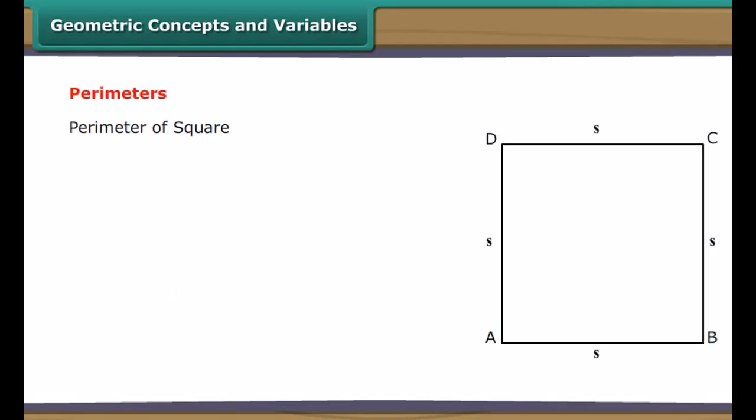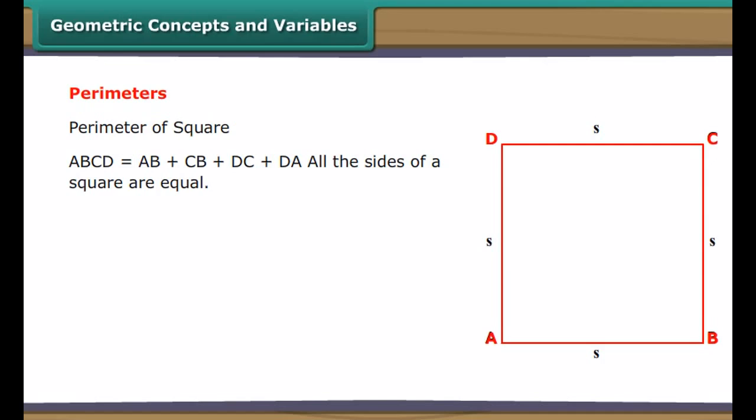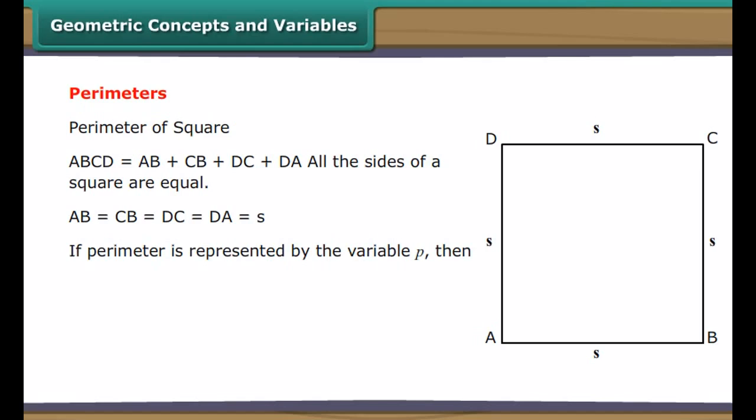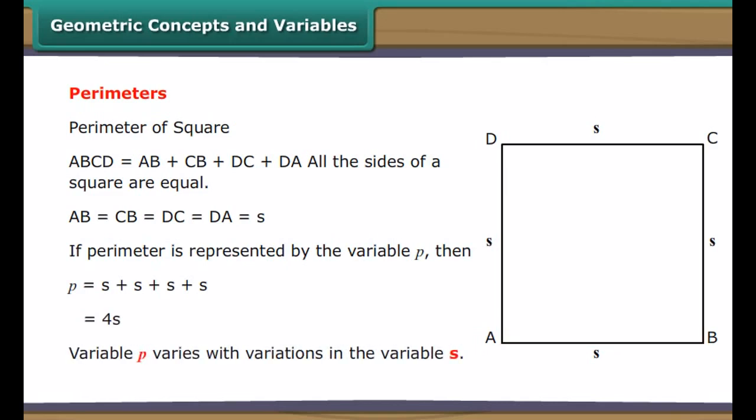Perimeter of square ABCD is equal to AB plus CB plus DC plus DA. All the sides of a square are equal. AB is equal to CB is equal to DC is equal to DA is equal to S for side. If perimeter is represented by the variable P, then P is equal to S plus S plus S plus S, is equal to 4S. Variable P varies with variations in the variable S.